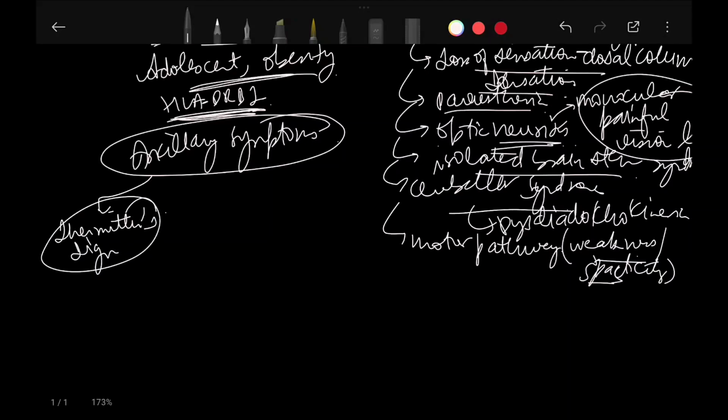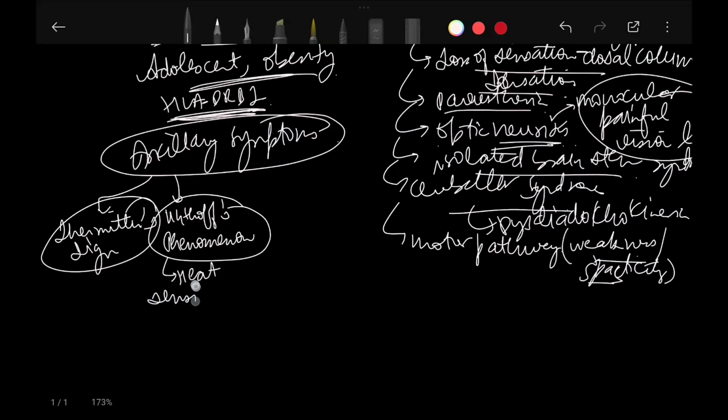Now what is Lhermitte's sign? It is a shock-like sensation on the spine on forceful flexion of the neck. It occurs due to demyelination of the sensory tract. Simple. Lhermitte's sign. And Uhthoff's phenomenon. Now what is Uhthoff's phenomenon? It is related to heat sensitivity.